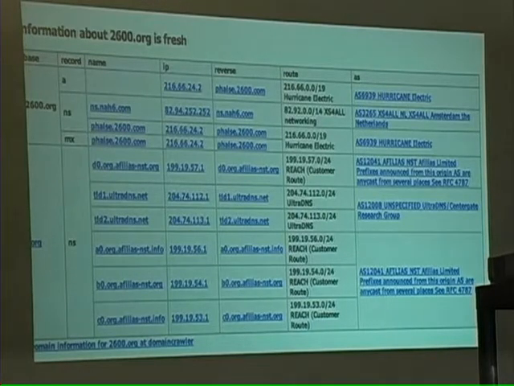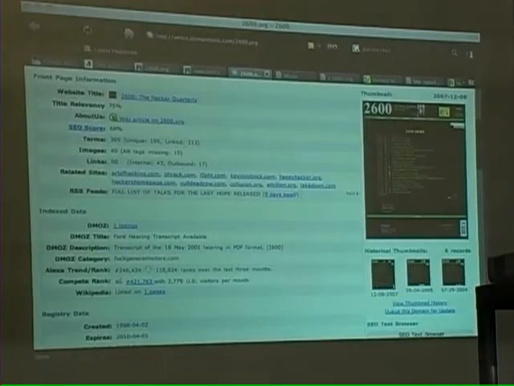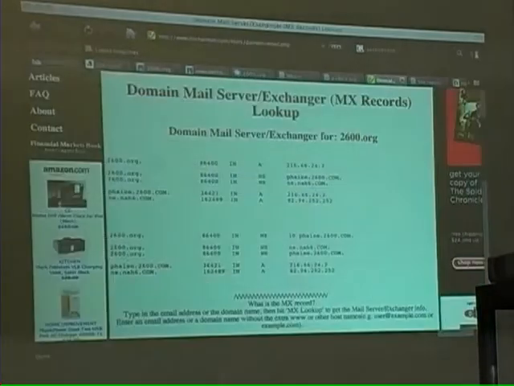Here's a close look up of 2600.org. And this is what's registered for them for the DNS. Interesting to note, two different IP address ranges there. Another slide is, here's their DNS information.